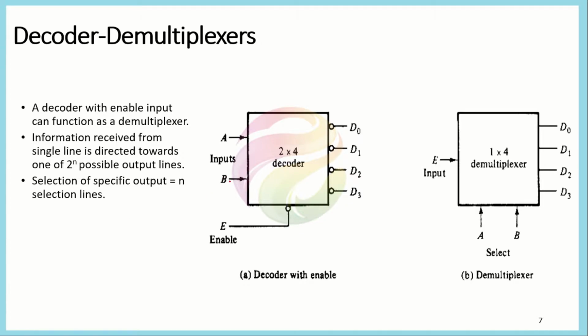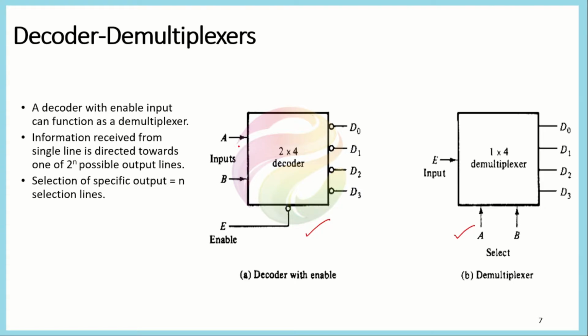Now we will be discussing a little bit the relationship between the decoder and the demultiplexer. A decoder with an enable input can function as a demultiplexer. If you look at both the diagrams, then you would realize that both can perform almost the same kind of function. This is the decoder and this is the demultiplexer.